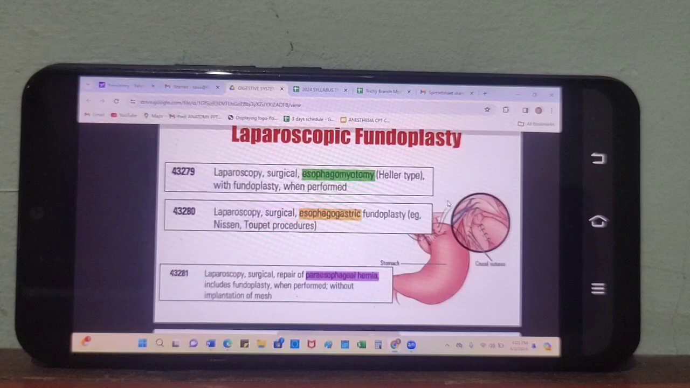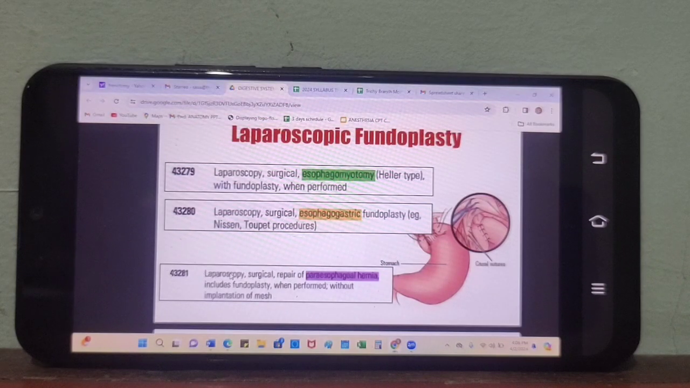For fundoplasty repair, by using laparoscopy, the doctor makes a suture at the fundus. Fundus is a part of the stomach. So the surgeon makes a suture at the fundus, go for 280.